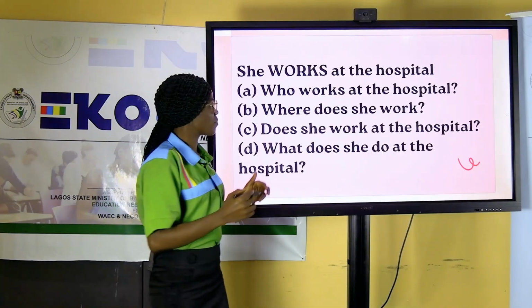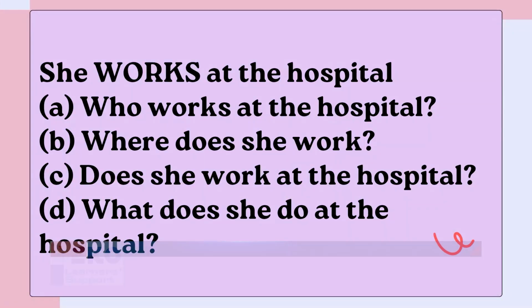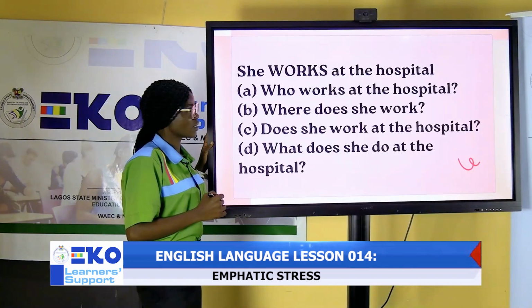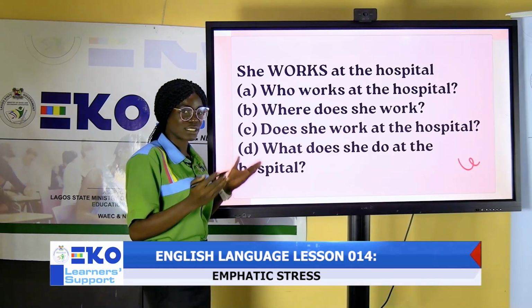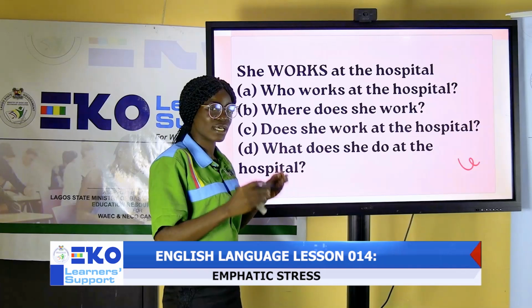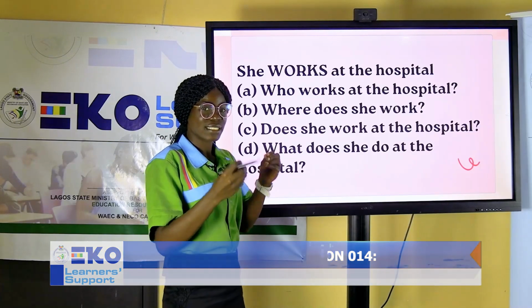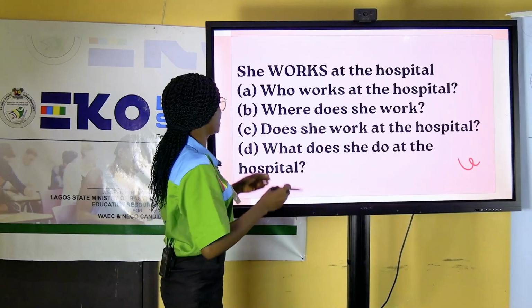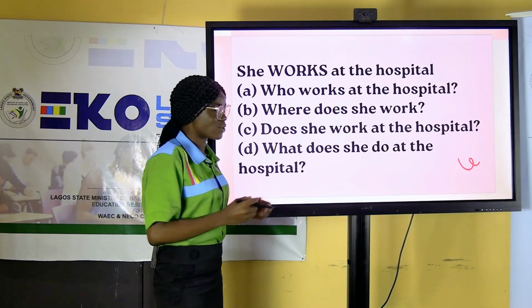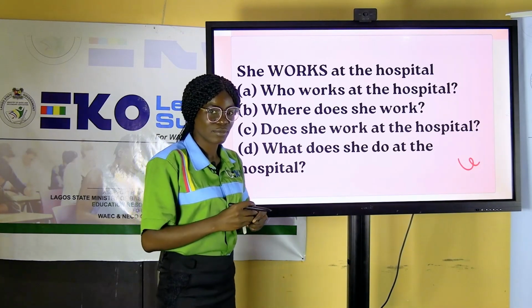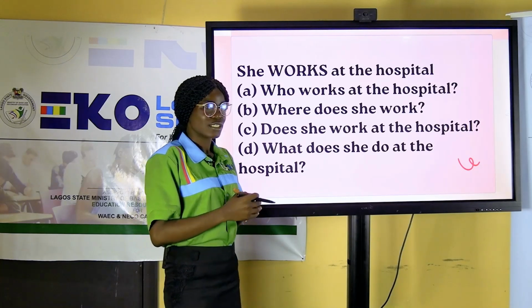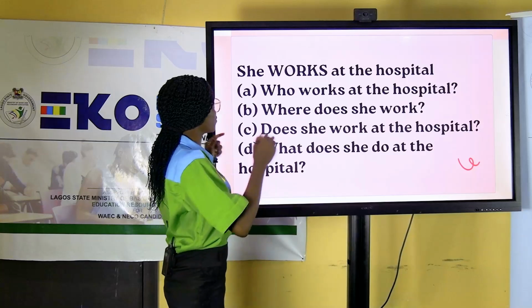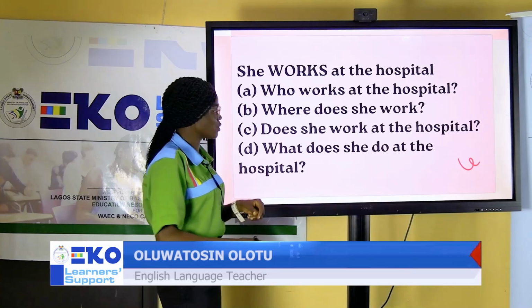Now look at this. She works at the hospital. Where's the emphatic stress? Works, because it is written in capital letters, which means there is emphasis on that particular word. That is why it is called emphatic stress. She works at the hospital. No, she did not play there. She works there. She doesn't cook there. She works there. That is the emphasis.